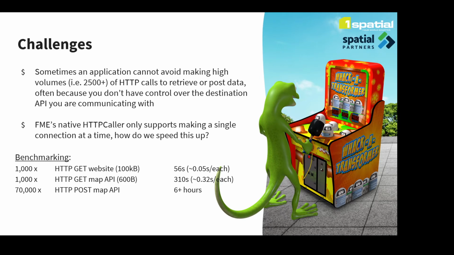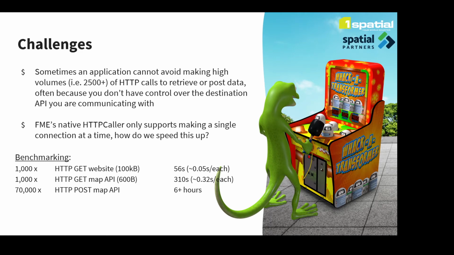And so a similar kind of thing is, say, interacting with a commercial map API. In this case, we're only retrieving a single feature at a time, and so it's only 600 bytes worth of data being transferred. It's a little slower in responding, and that ended up taking, for 1,000 features, about 310 seconds.